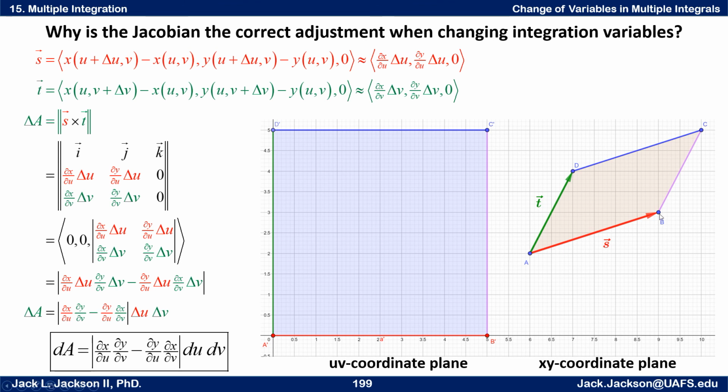Okay? The area of that parallelogram, which I'm going to call delta A for right now, is the norm of the cross product of these two vectors. Remember that from our work with vectors earlier. Okay? So what I want to do is figure out what these vectors are. Well, we want those vectors in terms of u and v, not in terms of x and y.